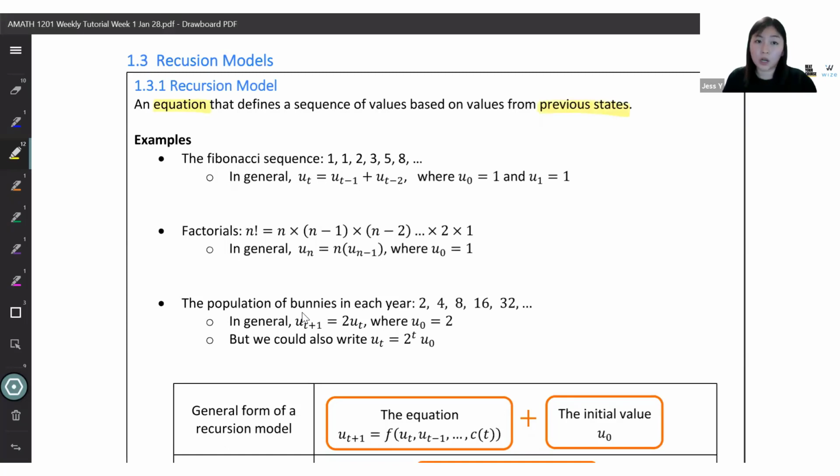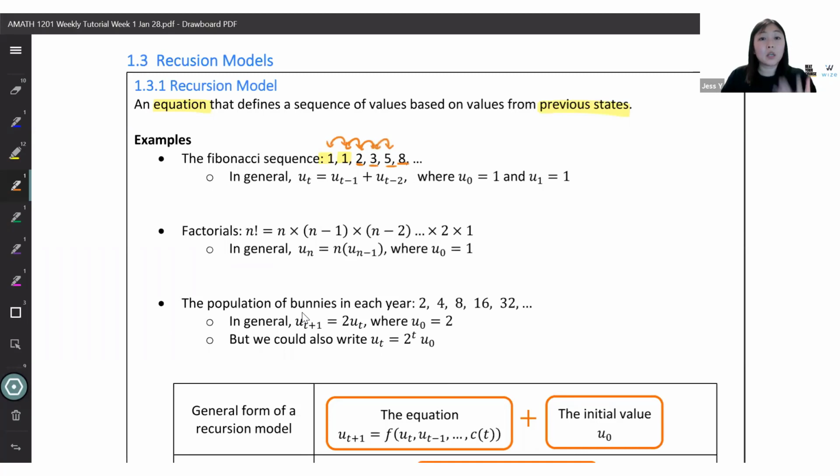So for example, the Fibonacci sequence, most of us know what that is, right? We have a sequence of numbers. It starts with a 1 and a 1, and then we add the previous 2 to get the next one. And then we add the previous 2, 1 plus 2 gives us our 3. We add the previous two numbers, 2 plus 3 gives us the 5, and then 3 plus 5 gives us the 8, and so on. So the next number depends on previous ones.